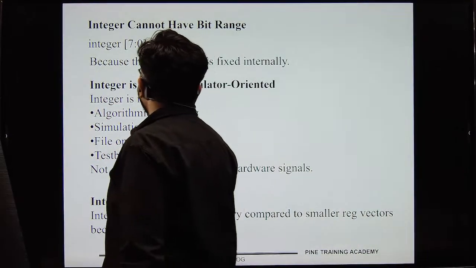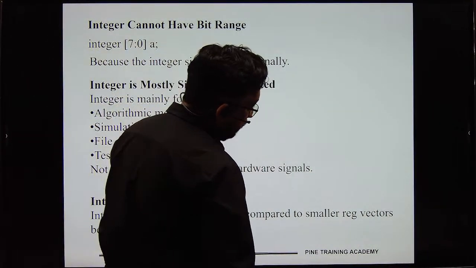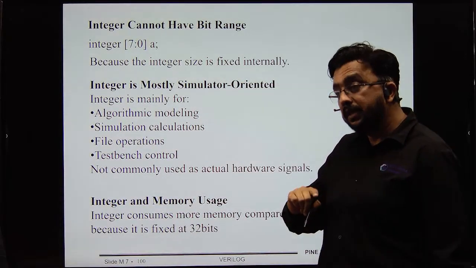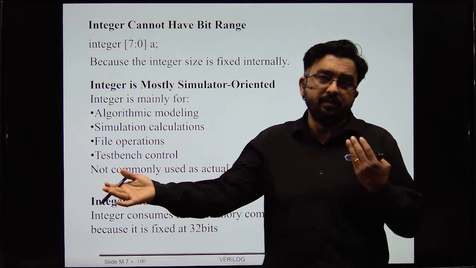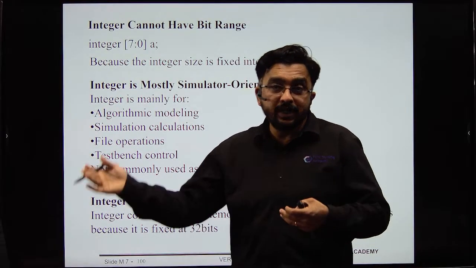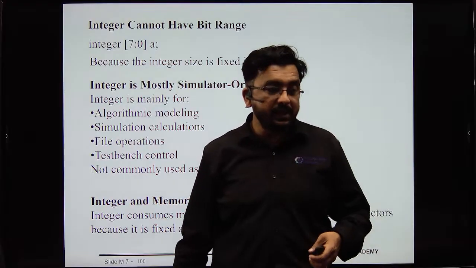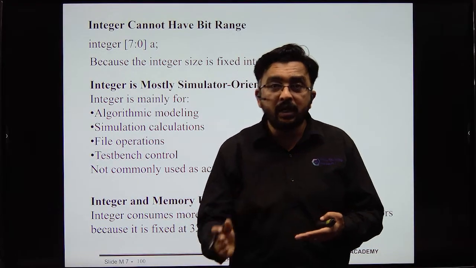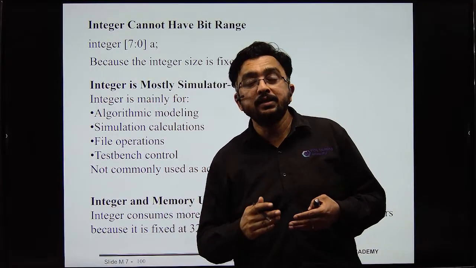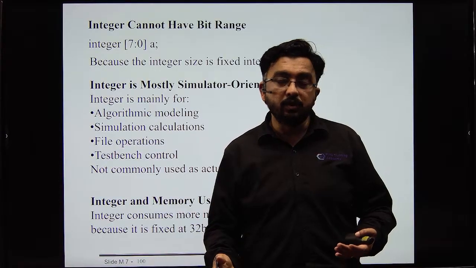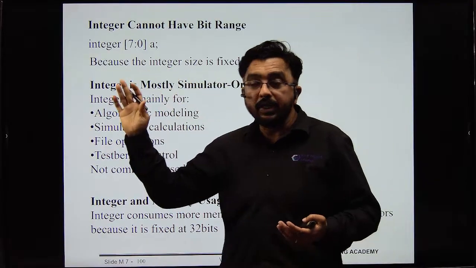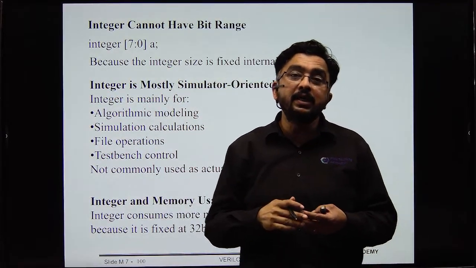Next, integer cannot have a bit range. Yes, only reg has a bit range. Integer doesn't have a bit range because integer itself is a range, from -2^31 to +2^31. Again, this is an interview question. If someone asks, tell me the difference between integer and reg, this is one example: integer size is fixed internally, so we cannot define an integer as a vector.